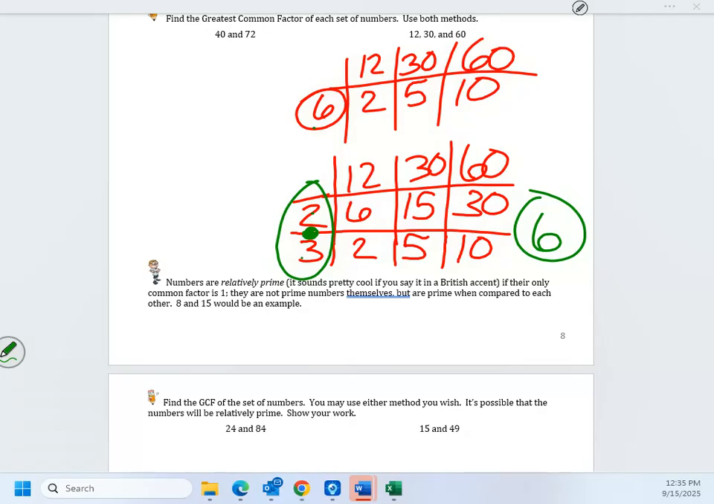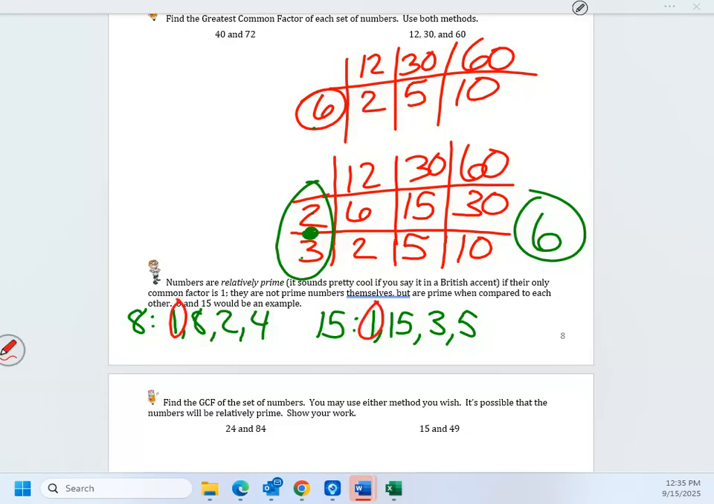If their only common factor is a 1, they are not prime numbers themselves, but are prime when compared to each other. 8 and 15 would be an example. If we look at listing out the factors of 8, we have 1 and 8, 2 and 4. And if we look at 15, we have 1 and 15, 3 and 5. The only factor that they share is the 1. So if the only factor that they share is a 1, we say they are relatively prime.